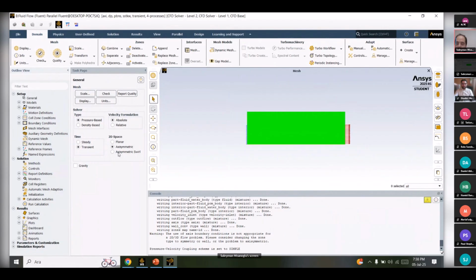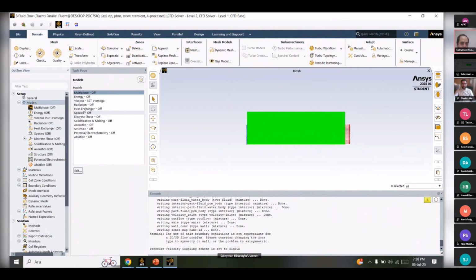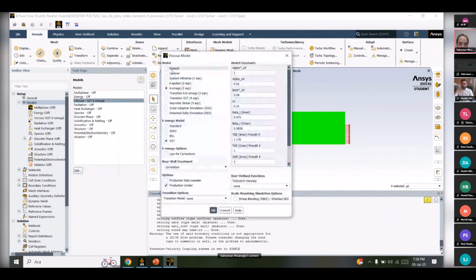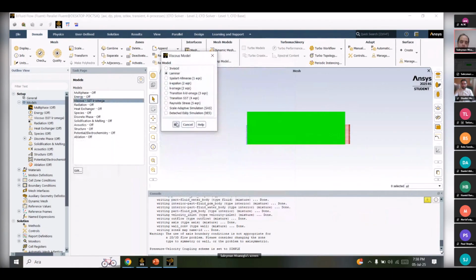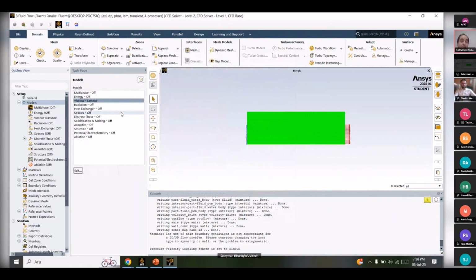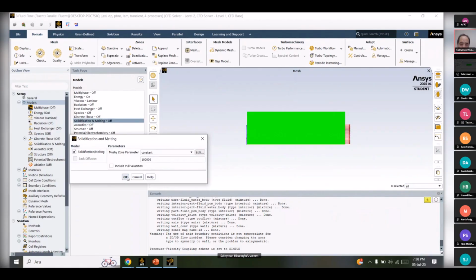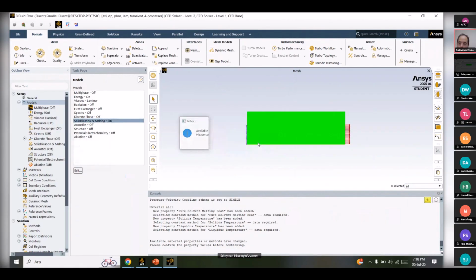Let's select our material here. Viscous type is laminar. I will give very small velocity inlet. And of course, we must calculate Reynolds number first of all, but I will give very small inlet velocity this time. Energy equation is on, and solidification and melting is on.